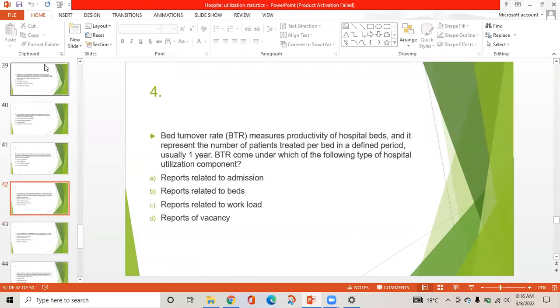Fourth MCQ: bed turnover rate measures productivity of hospital beds and it represents the number of patients treated per bed in a defined period, usually 1 year. Bed turnover rate comes under which of the following types of hospital utilization component? Option A is reports related to admission. Option B, reports related to beds. Option C, reports related to workload. And option D, reports of vacancy.